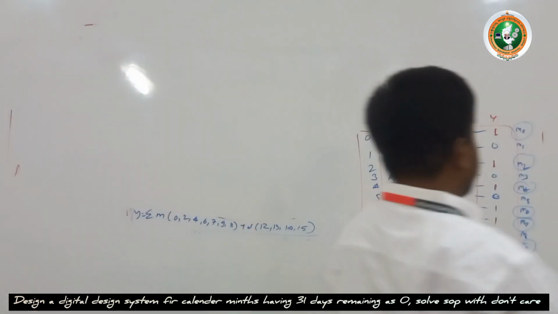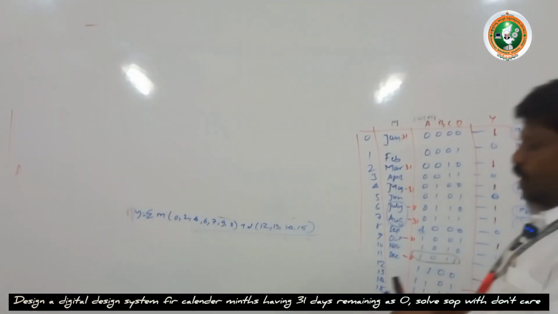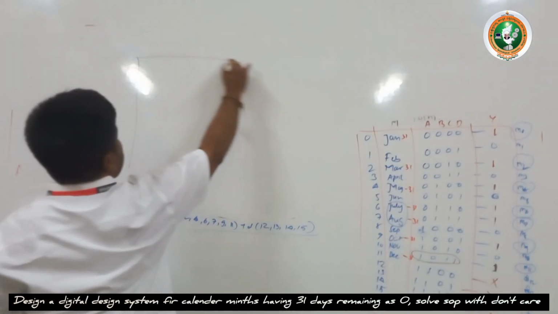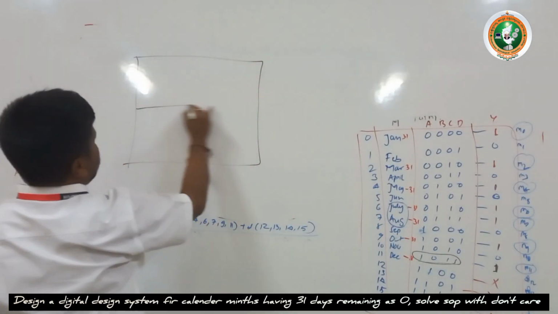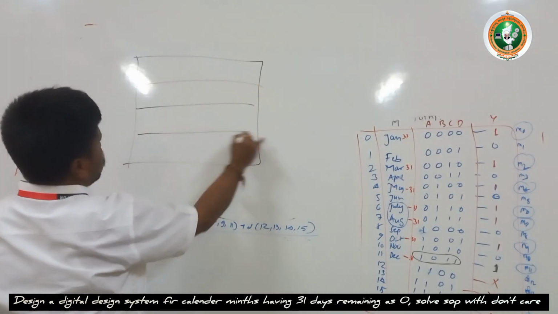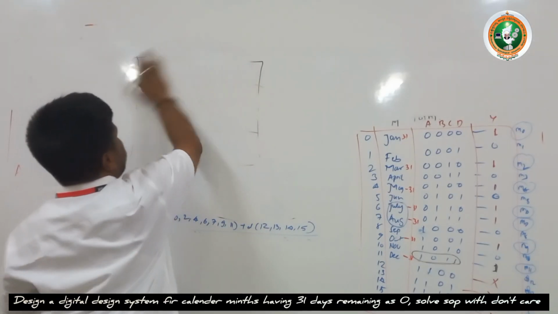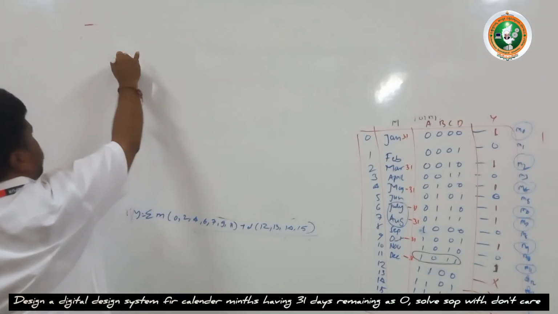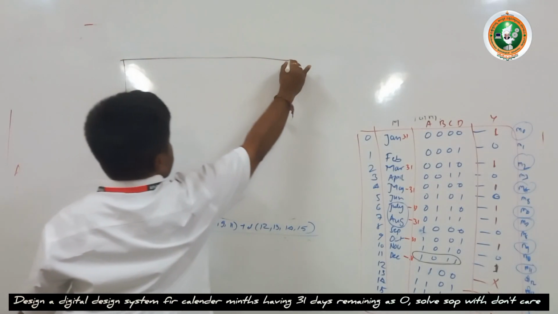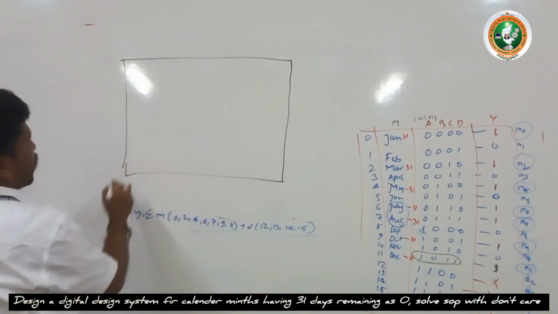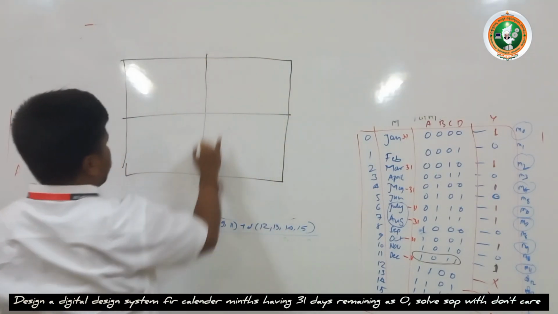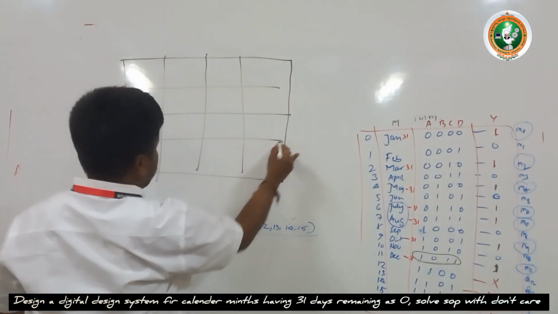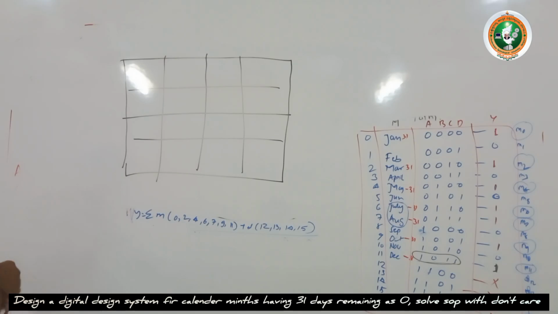Okay, I have to draw it with the K-map now. How to draw the K-map? I have to take a 4-variable K-map. Let me write it bigger, larger. This is the K-map with 4 variables. I am writing it here. Yes or no?